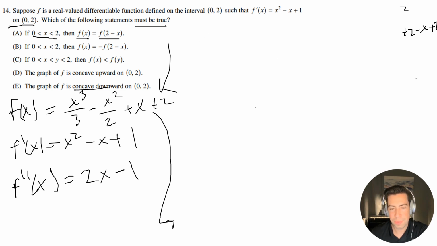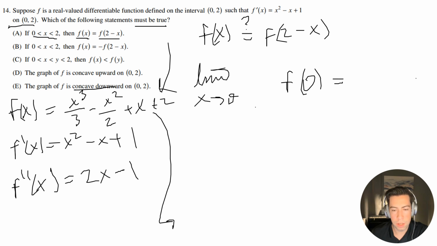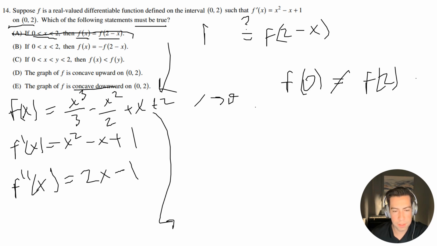Let me explain what I was just saying. If I have f of x and I'm wondering whether this is equal to f of 2 minus x, then all I have to do is say, in the limit as x approaches 0 for both of these functions, what am I going to get? I'm going to get f of 0, and then f of 2. Clearly these are not the same thing, so these cannot be equivalent. I should have done that at the beginning, but whatever, it's fine.